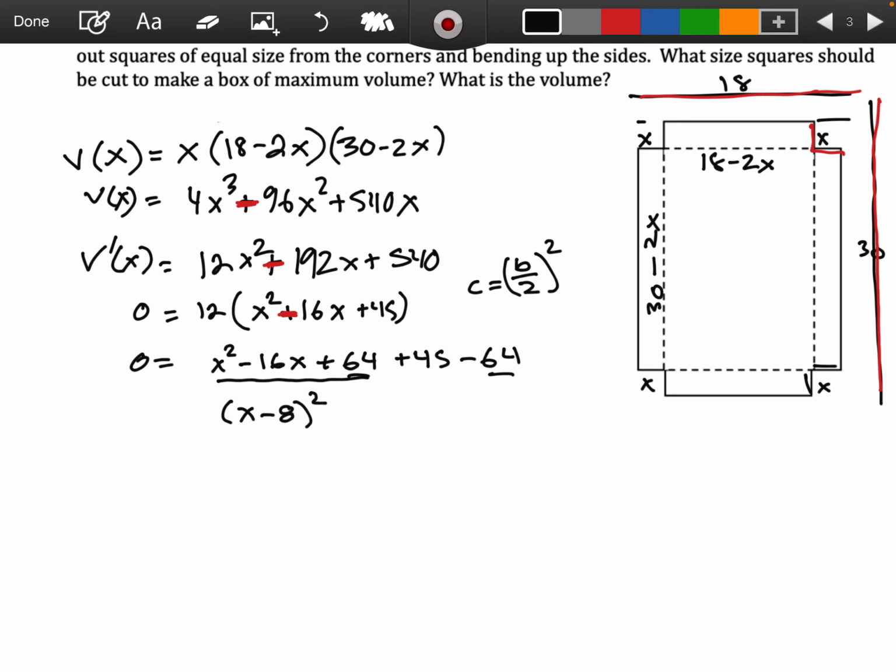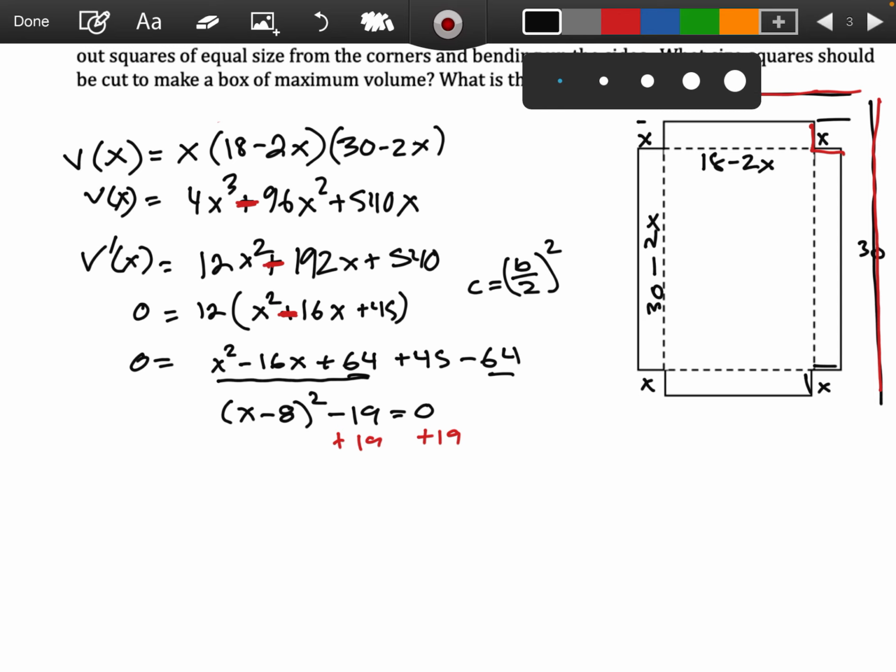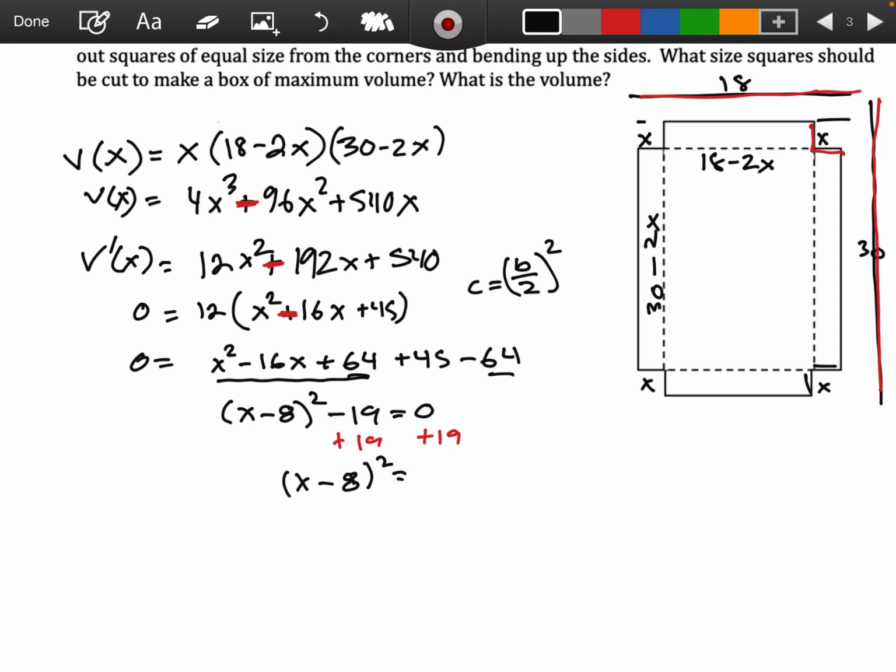But you still have to deal with that 45 and 64 that you got. So you're going to be left with negative 19 is equal to 0, or put it on this side if you like. Same difference. And now you just solve for x. To solve for x, I'm going to add 19 to both sides. I'm left with x minus 8 squared is equal to 19.